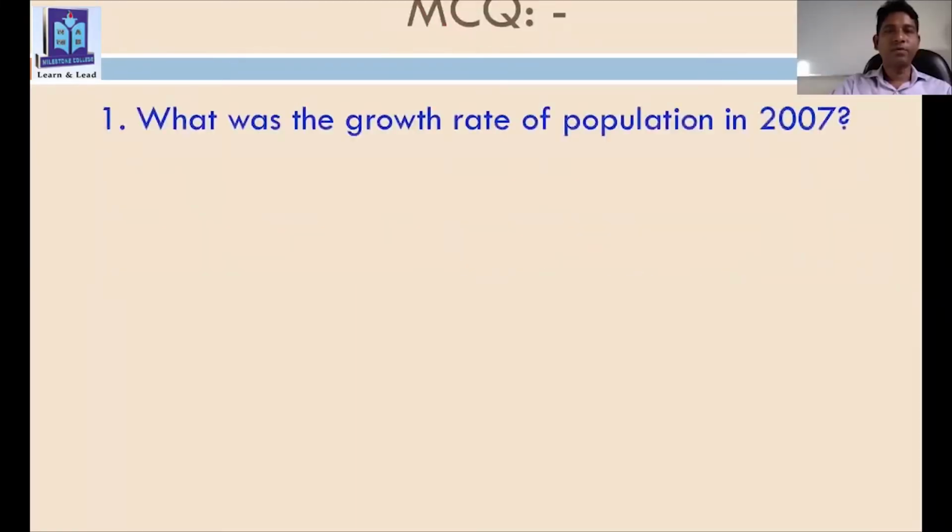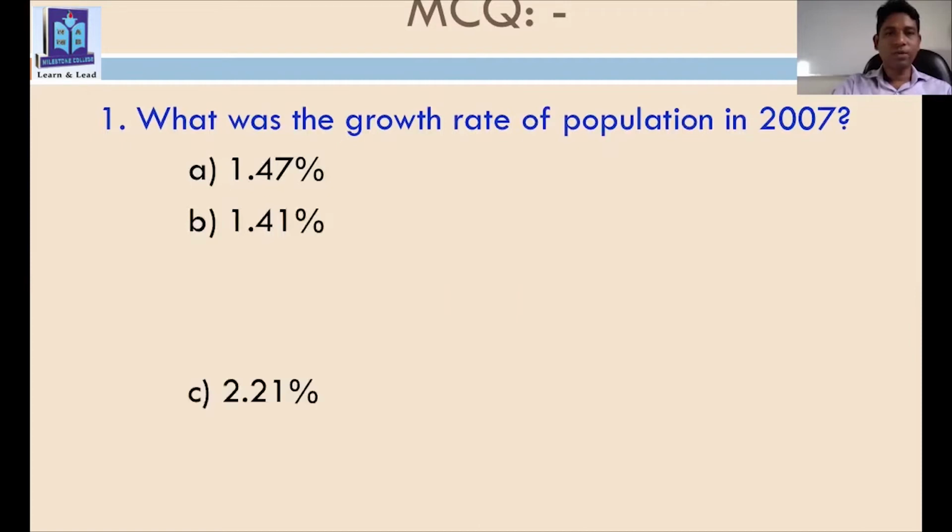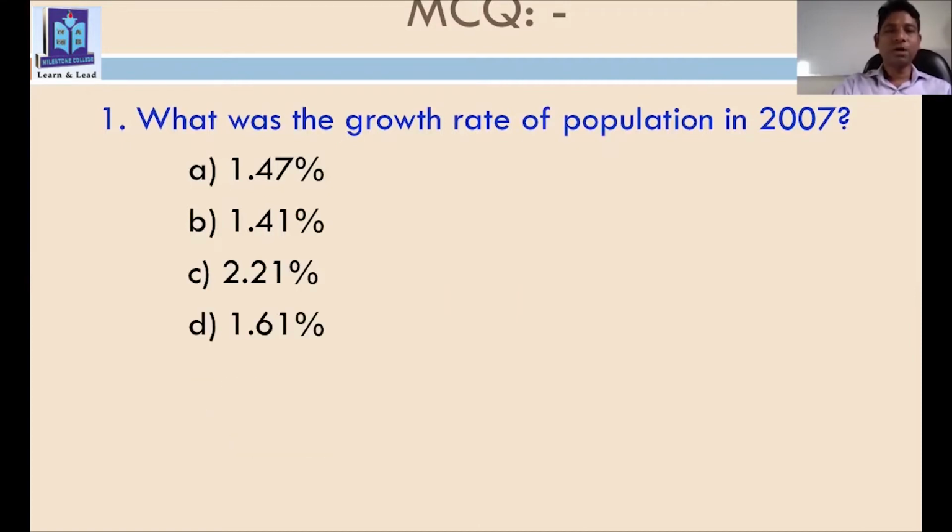Okay, MCQ number 1. What was the growth rate of population in 2007? Who can say? 1.47%, 1.41%, 1.221%, and last one 1.61%. Now, who can say? Very good. Here I have given the answer: 1.41%. Right. Thank you very much.